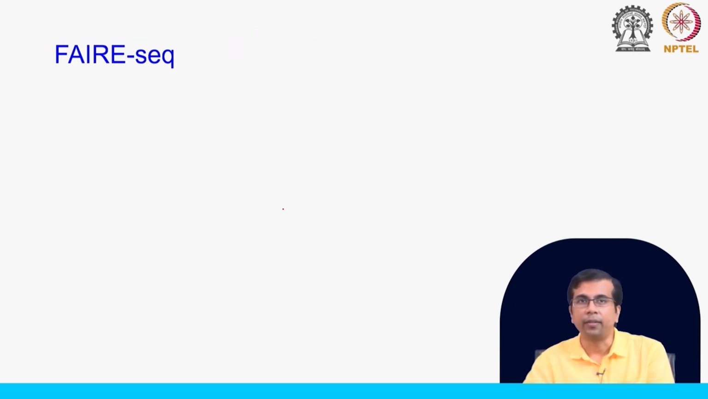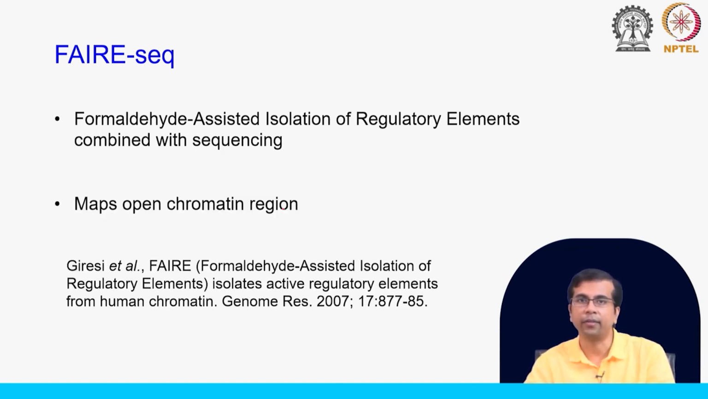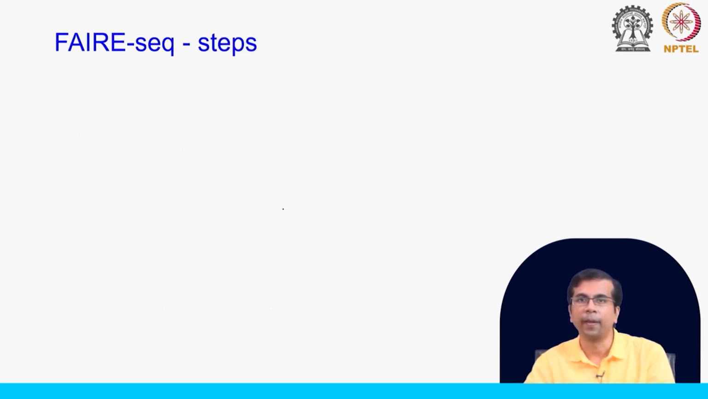Coming to the third method, which is called the FAIRE-seq method, and this method relies on cross linking. Here you see Formaldehyde-Assisted Isolation of Regulatory Elements, combined with sequencing. This method also maps open chromatin regions, and here is the original paper describing this method.